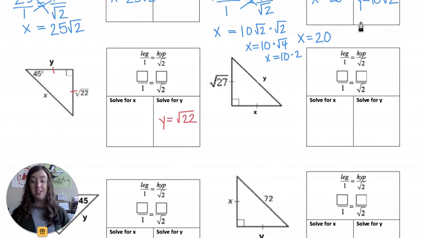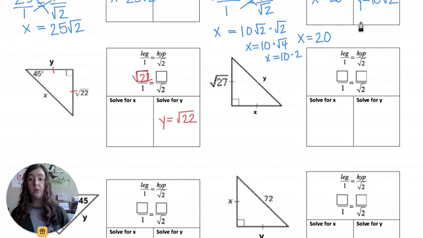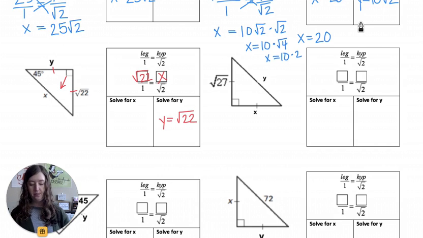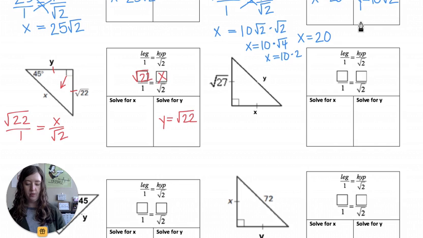So like we just mentioned, square root of 22 is our leg, so we'll put that over 1. My hypotenuse is the side across from my right angle, so that's going to be x. Then we'll cross multiply. So we have the square root of 22 over 1 equals x over the square root of 2. Cross multiply.